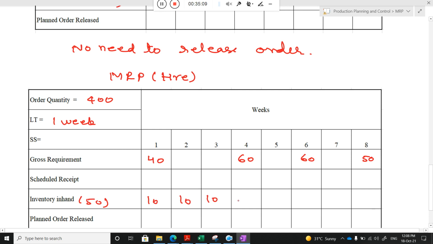Week 4, class? The scheduled requirement is 50, so we need to receive one order. I receive one order, and its quantity is 400. Can you tell me now the actual remaining inventory in my plant? 350. Very good, 350.